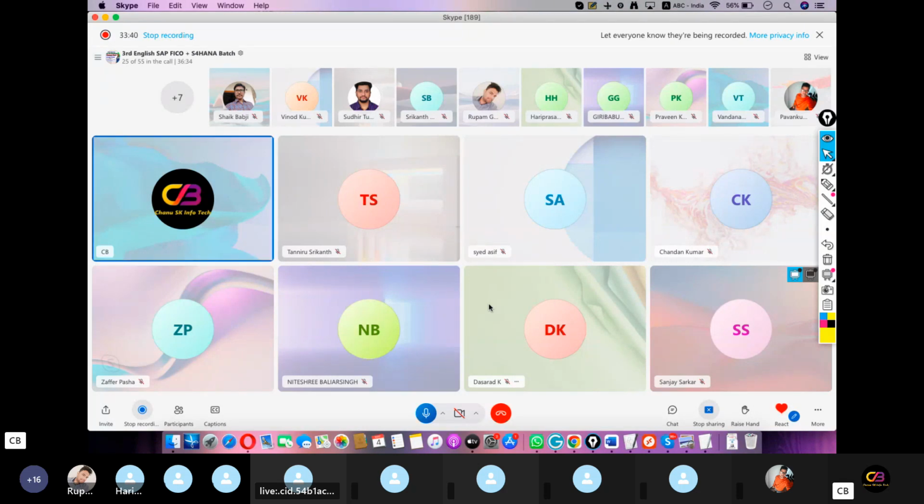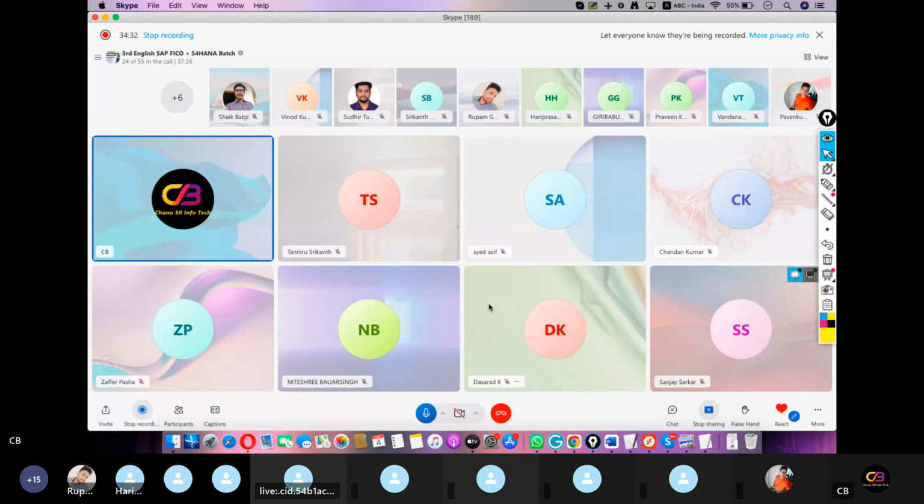Tell me, what are Fortune 500 companies? The Fortune 500 companies are listed in the US. They have been given a ranking order, like number one, number two, like that. In a majority of cases, 80% of these companies are using SAP software. That means the topmost giant companies are using SAP. So 80% of Fortune 500 companies are using SAP, and 75% of transactions in the world happen only through SAP software.